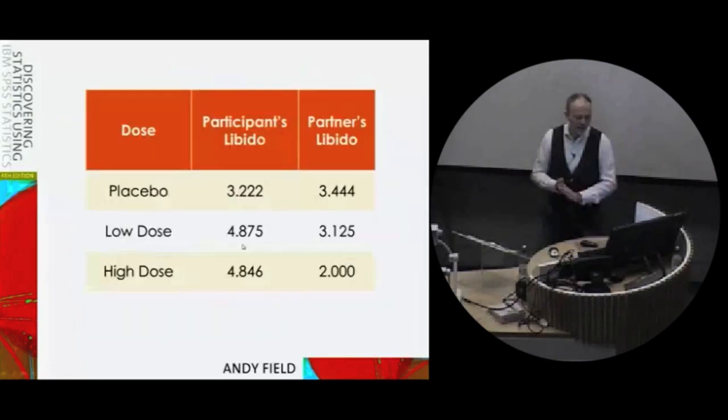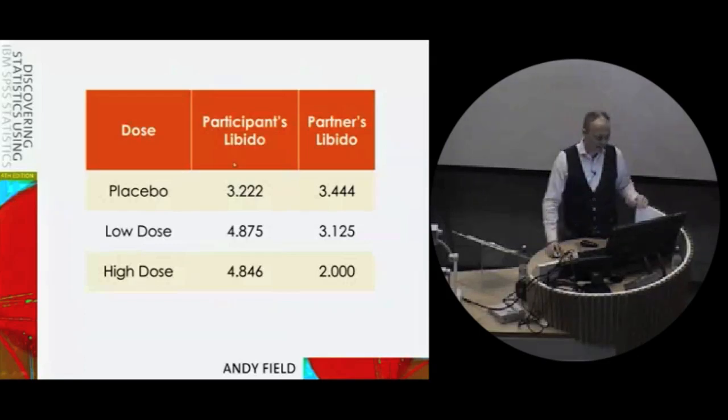Now, how does Ancova work? Well, here's just a summary of our data. We've got 3 groups, as I said: placebo, low dose, and high dose.